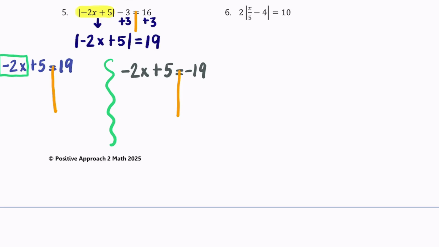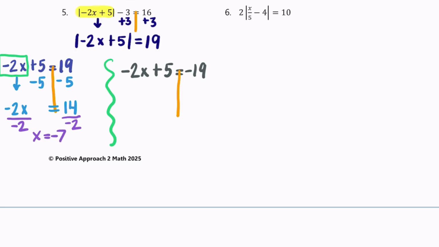So to get that negative 2x by itself, we're going to subtract 5 from each side. We're moving it over, so we have to do the opposite operation. 19 minus 5 is 14. And then from there, we're going to divide both sides by negative 2. That's saying negative 2 times x. So that gives us negative 7.